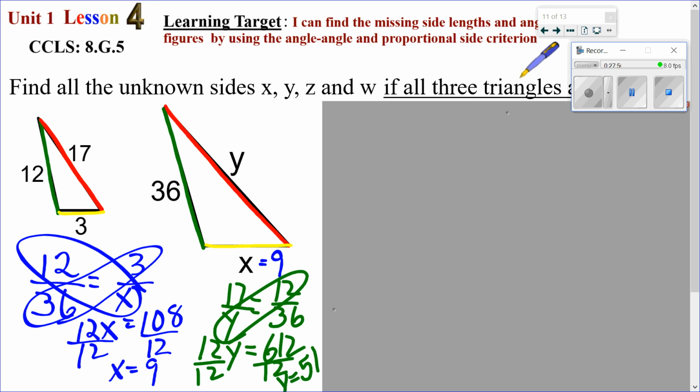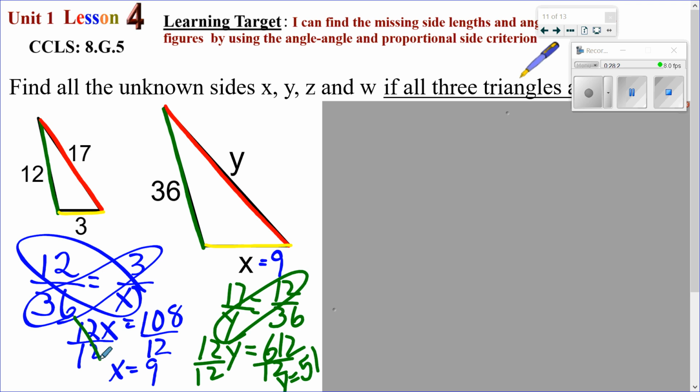Okay, as you could see, I labeled my corresponding sides with colors so I could follow it. It makes it easier for your eyes. So I did green to solve for X. I did green to green, 12 over 36, and then I did yellow to yellow. 3 is to X, cross products, and I got 9. Now I put the 9 under the X position.